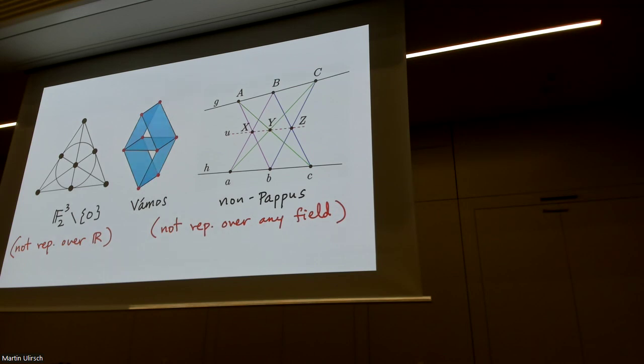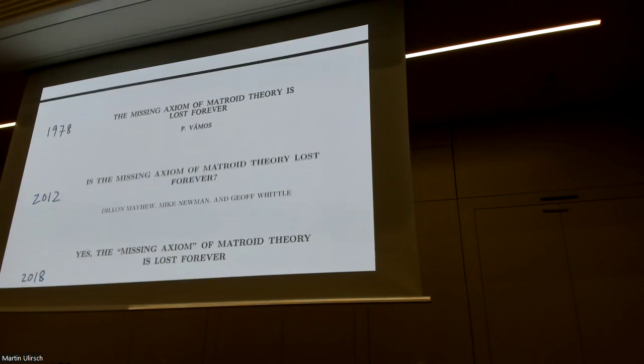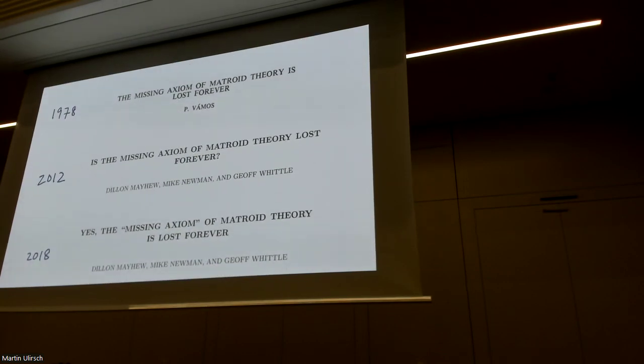Another example is the non-Pappus matroid. Pappus's theorem says that if you have this configuration on the right, then these 3 points x, y, z have to lie on a line. But you can just take this structure and declare x, y, z to be free, now independent. This still satisfies the basis exchange axiom, but it violates Pappus's theorem, therefore it's not representable over any field. So there has been a long history of people trying to axiomatize representability over a field.